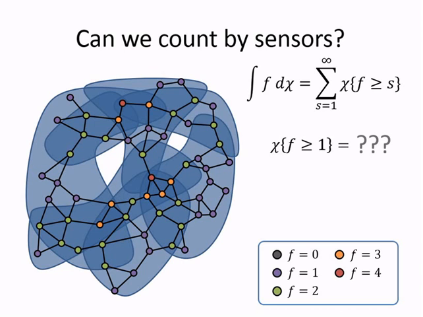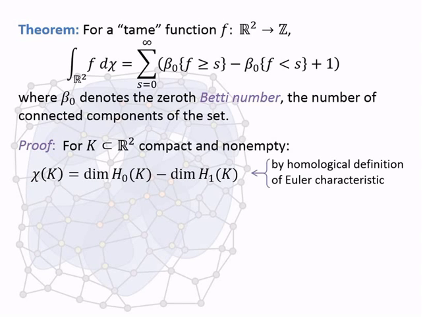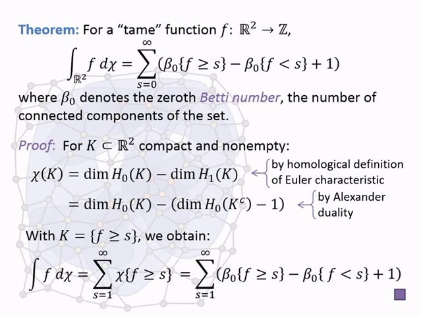But it turns out that we can express the Euler integral in terms of the Betti numbers, the number of connected components of these sets, these super-level sets and the sub-level sets. And the proof involves the homological definition of Euler characteristic along with Alexander duality. And we put these together and we find this formula.